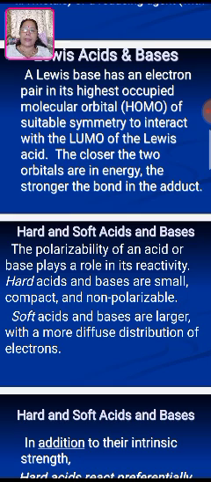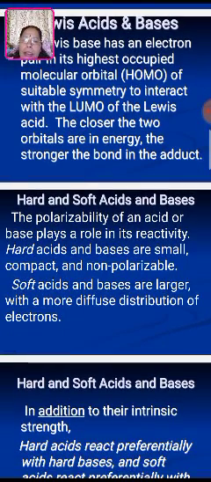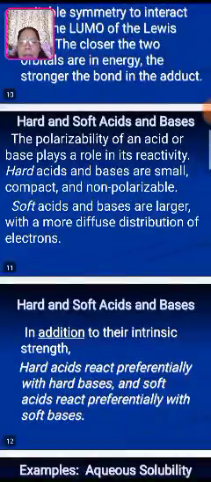Hard and soft acids and bases, which explains the polarizability of an acid or base, which plays a role in its reactivity. Hard acids and bases are small, compact and non-polarizable. Again I am saying that hard means having the capability to be non-polarized. They are small, compact and non-polarizable, whereas soft acids and bases are larger in size with a more diffuse distribution of electrons, so they can be easily polarized.